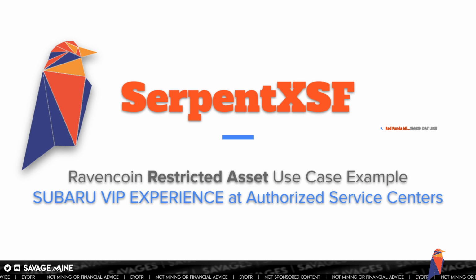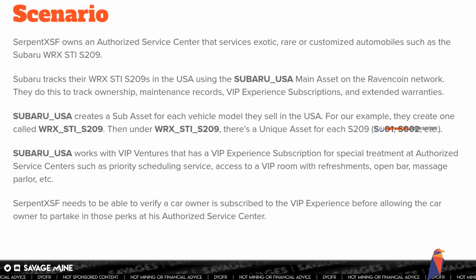So we were going to use the restricted assets and tags in a situation where there was a Subaru VIP experience tag that would be associated with subscribers. It ended up being basically like a subscription. A Subaru owner would pay a subscription, and then a tag would be issued on their address saying that they were paying for that service or subscription.